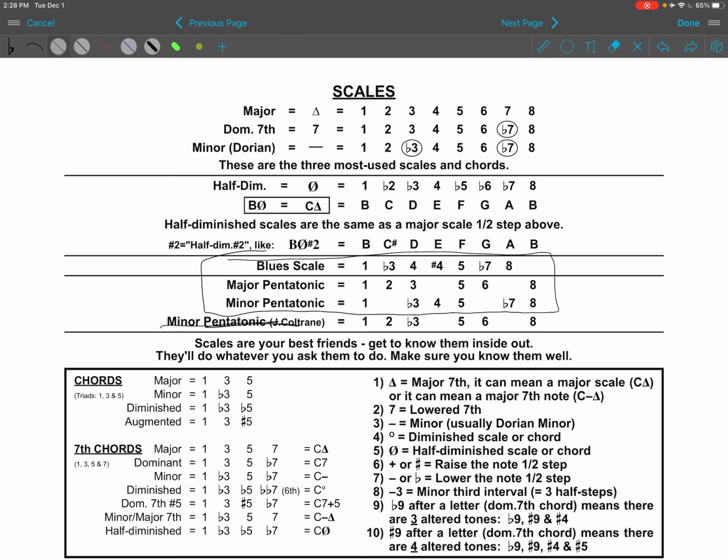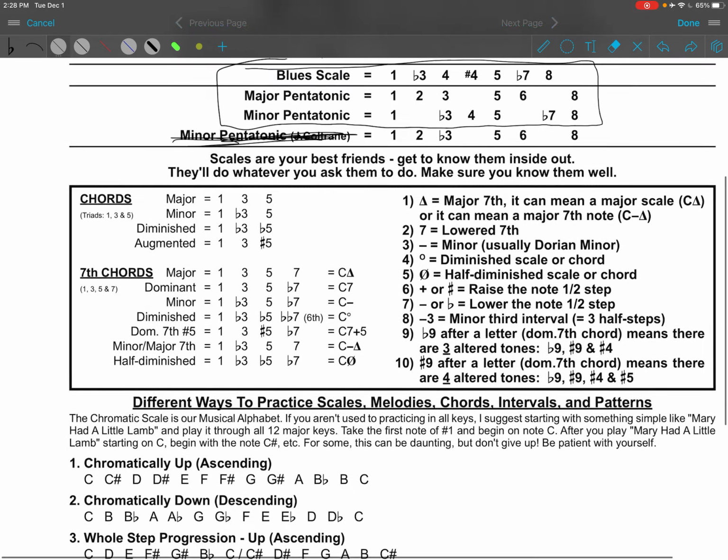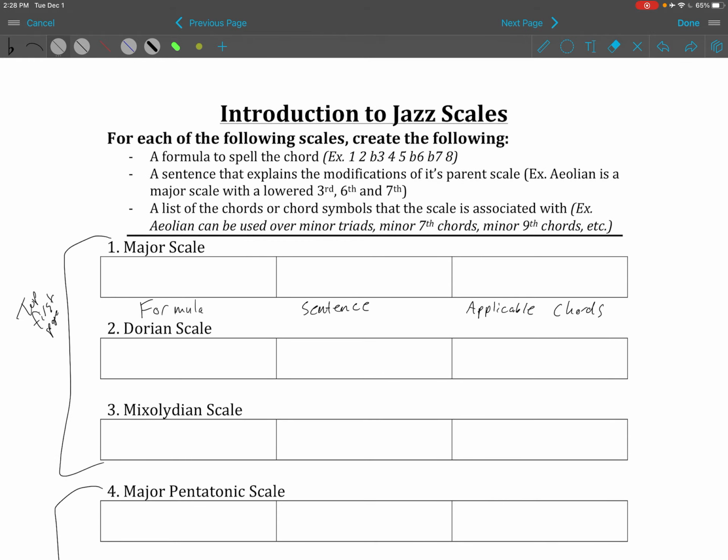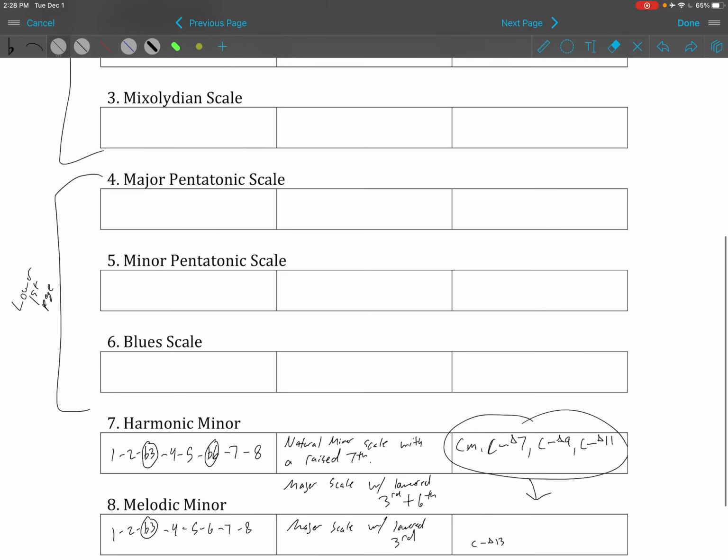We don't need to know this John Coltrane one, even though it is really awesome. The only two that are not on this page, guys, are the harmonic and the melodic minor. Let me just double check. Yeah, I don't see them here. That's okay, because I usually just write in the answers for that anyway, and we'll come down there in a second.